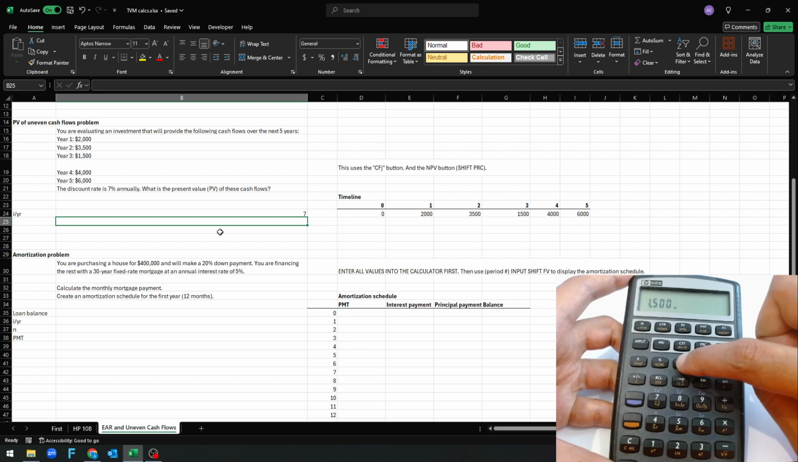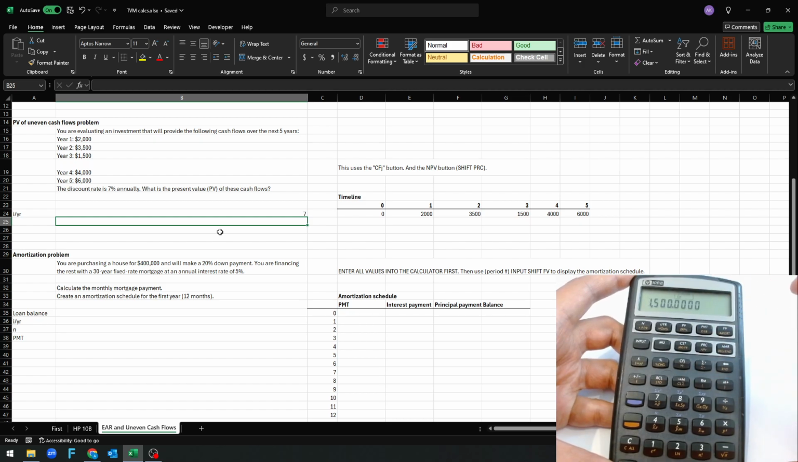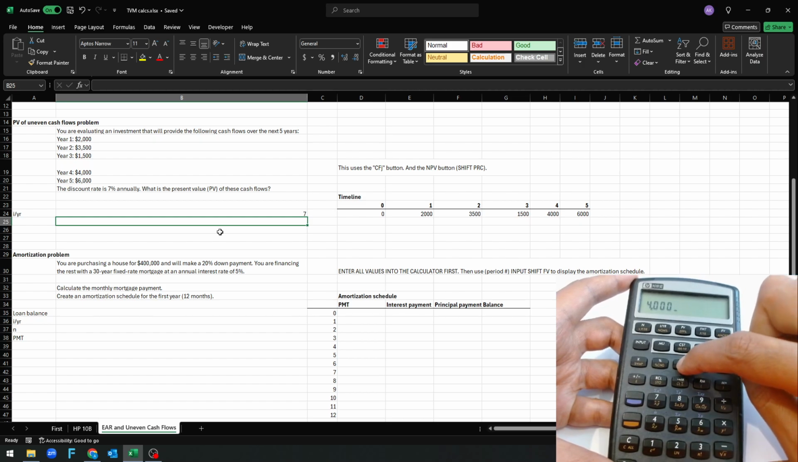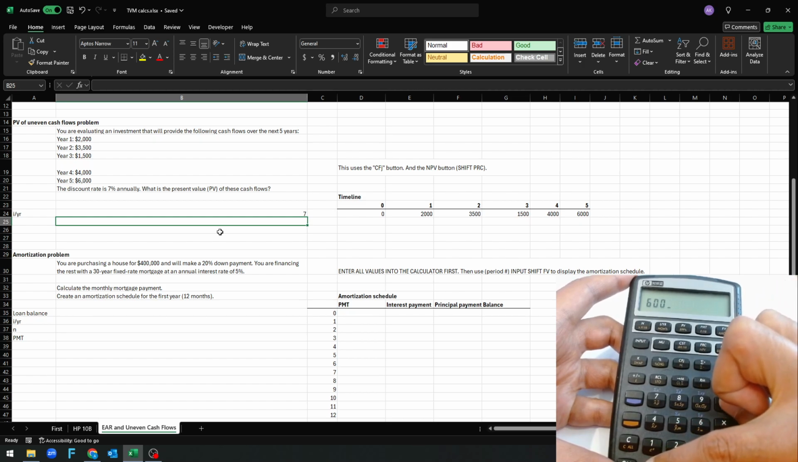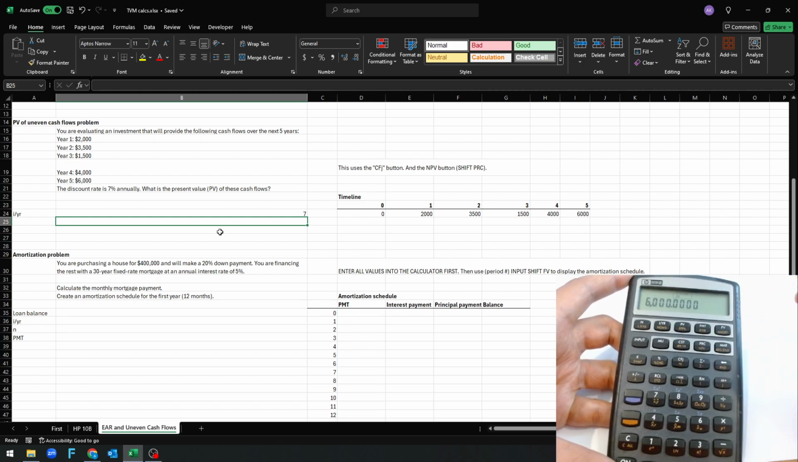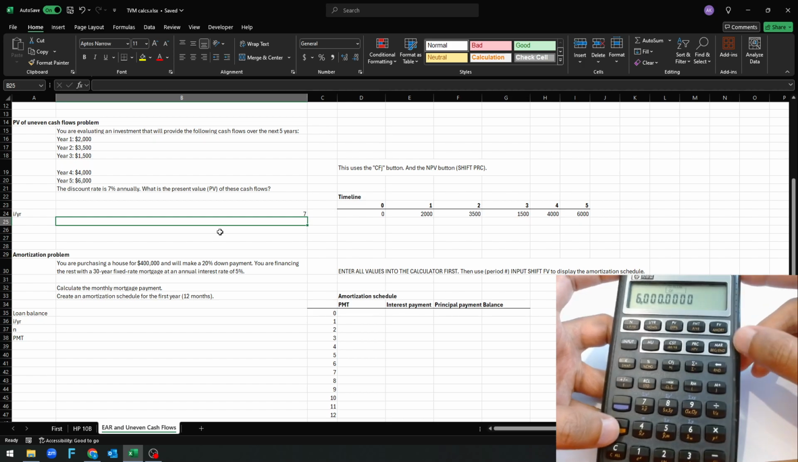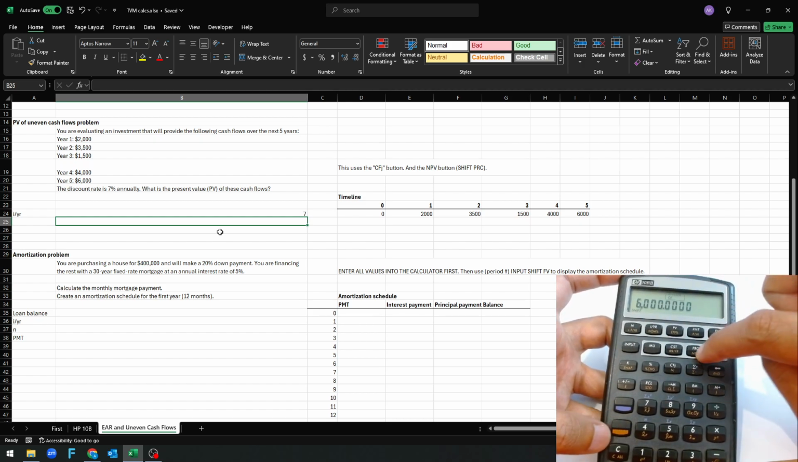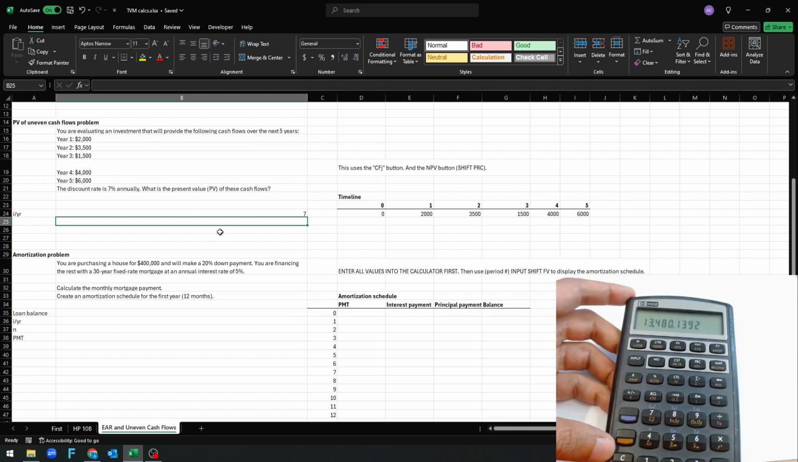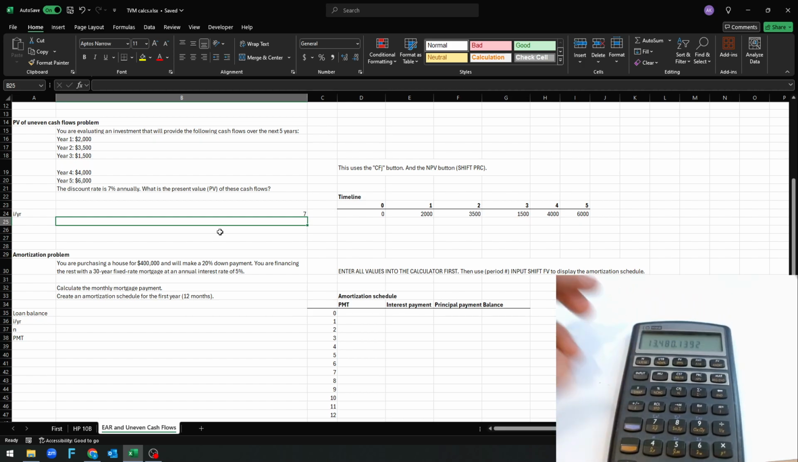1,500, press this. Stored in period 3. 4,000 stored in period 4. 6,000 stored in period 5. Then all we need to do is hit Shift and then press this NPV button. And that gives us this answer. PV is going to be this amount.